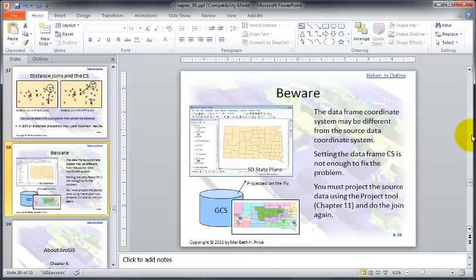The data frame coordinate system may be different from the source data coordinate system. Setting the data frame coordinate system is not enough to fix the problem. You must project the source data using the project tool, and again we'll talk about this in chapter 11, and do the join again. And this is exactly why we never let ArcGIS project on the fly. You will learn more about that later, but just remember, do not project on the fly, and setting the data frame coordinate system is not enough to fix the problem. We must project the source data at all times and always make sure they line up.